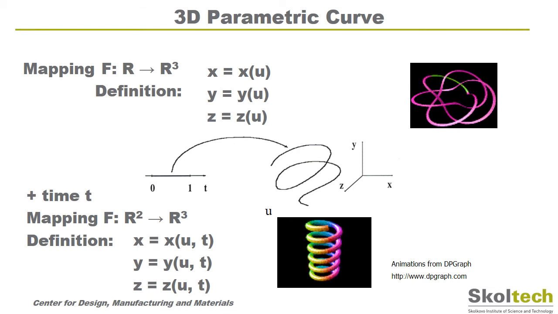Now let's consider a 3D parametric curve. It's defined by mapping of one parameter u to the coordinates of our curve. This is a one-dimensional shape in three-dimensional space. In the same way, we add the time parameter and get an animation.